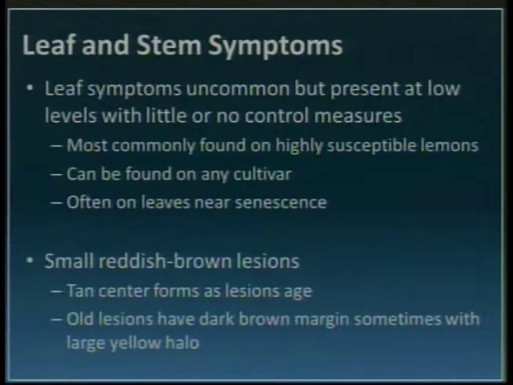Leaf symptoms and stem symptoms also occur. The leaf symptoms are uncommon but present at low levels with little to low control measures in a grove. They're most commonly found on highly susceptible cultivars like lemons, but can be found on any cultivar, and often on leaves that are near senescence. They'll be leaves that look a little tired and faded, not the really vibrant green. They're small reddish-brown lesions, again under a quarter inch in diameter. Tan centers will form as the lesions age, although not necessarily, and the older lesions will have a dark brown margin, sometimes with a large yellow halo, and it's a cinnamon brown color.